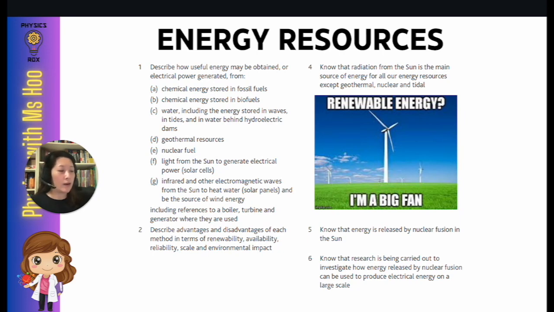So this is quite a common question. They normally do ask which ones are not from the sources of the sun. So remember TNG, which is like touch and go, right? Tidal, nuclear, geothermal, TNG. Sometimes they do ask the flip side, which energy sources are from the sun. So your resources should not include any of these three.